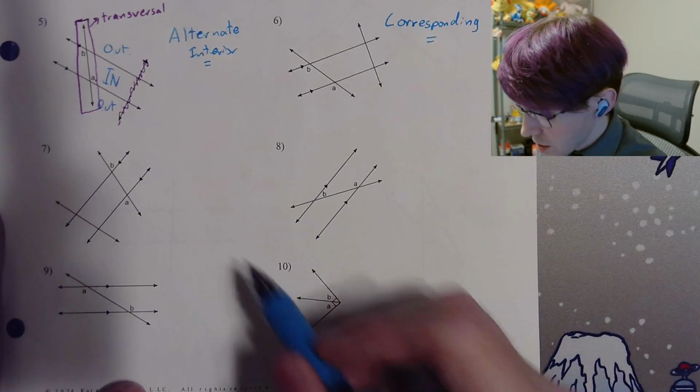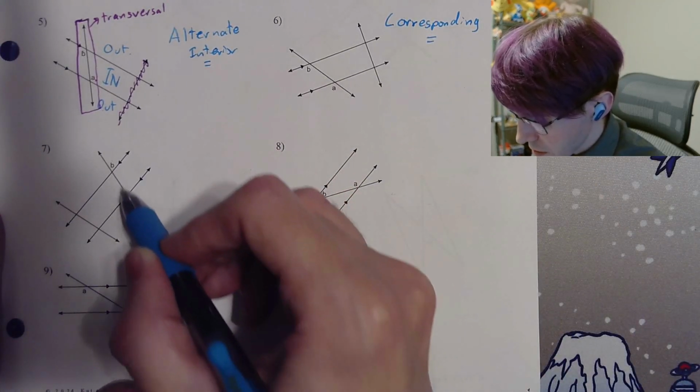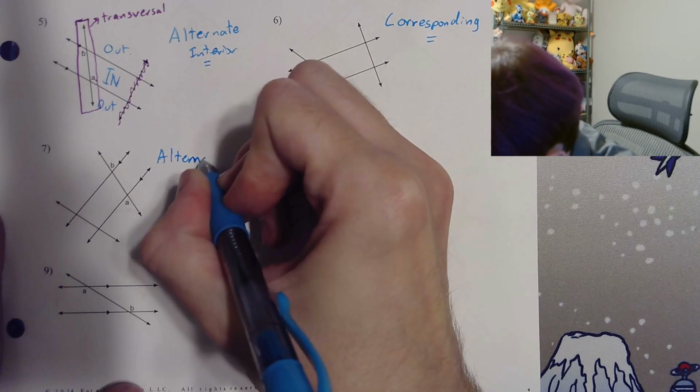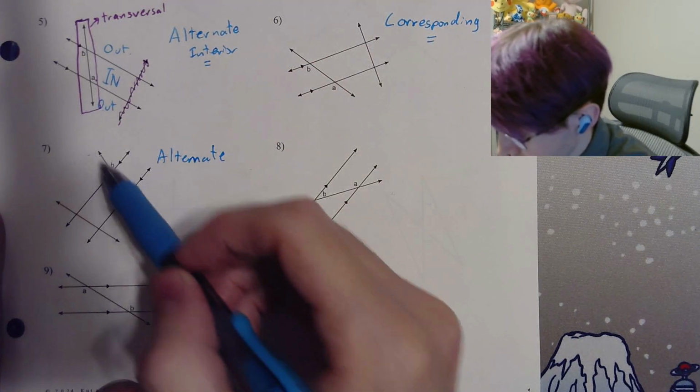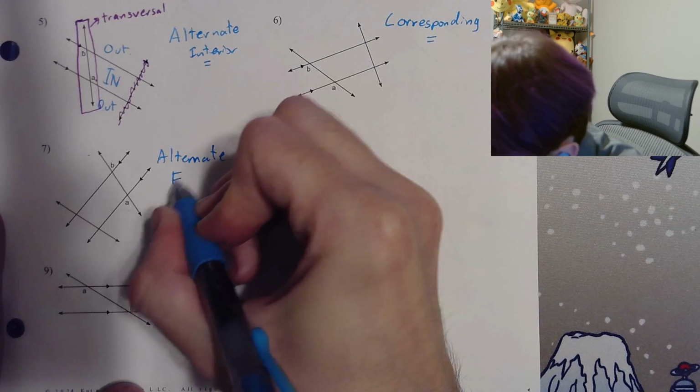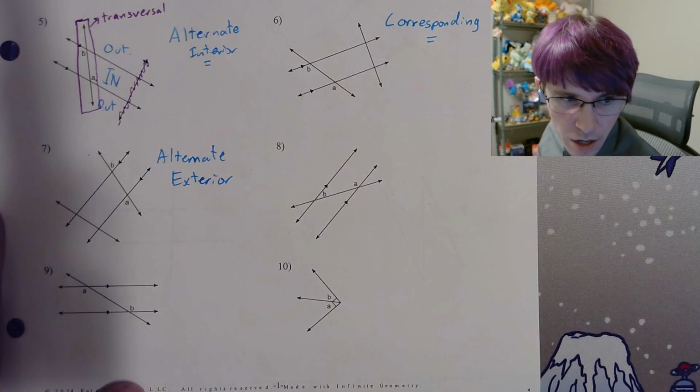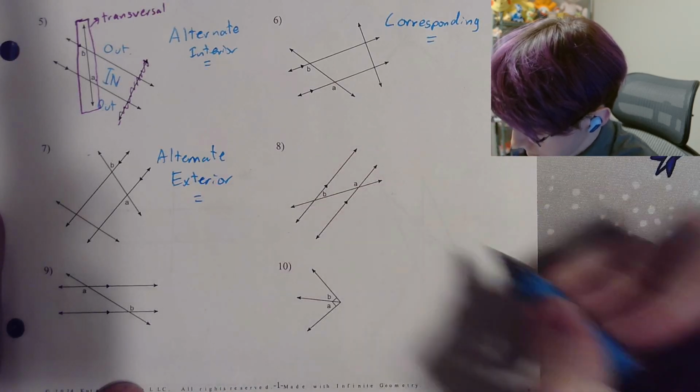On number 7, these ones again are on opposite sides of the line. So we're going to start with the word alternate. But they're on the outside. Because they're on the outside, we're going to use the word exterior. Alternate exterior angles. And these guys are also equal.